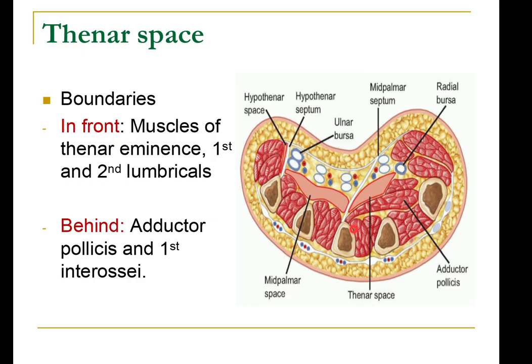So you know the location now of the thenar space abscess. So we will be learning about the boundaries of the thenar space. Boundaries: in front it is related to the thenar muscles. Here you can see the thenar muscles which include the abductor pollicis brevis, flexor pollicis brevis and opponens, along with that the first and the second lumbrical. Behind it is related to the adductor pollicis and to the first interossei.